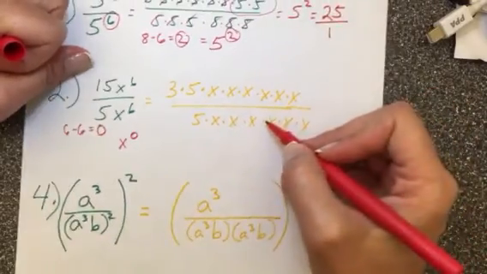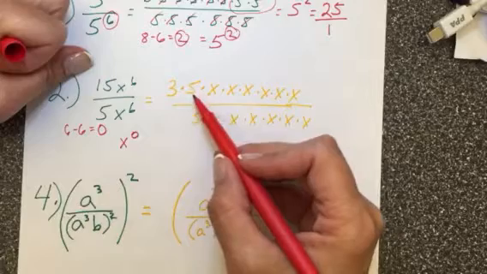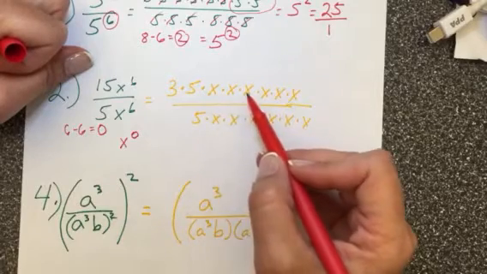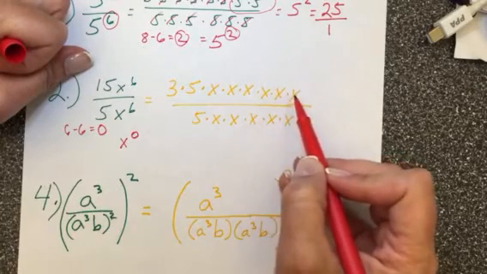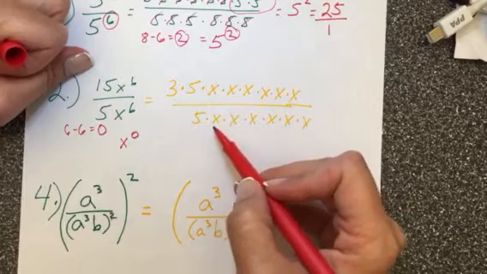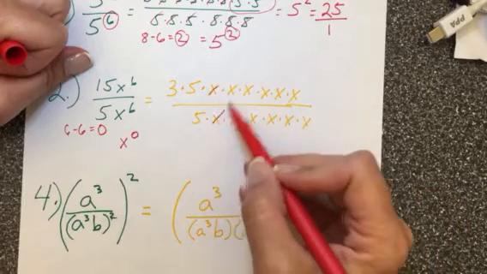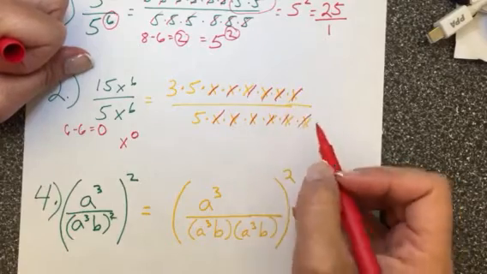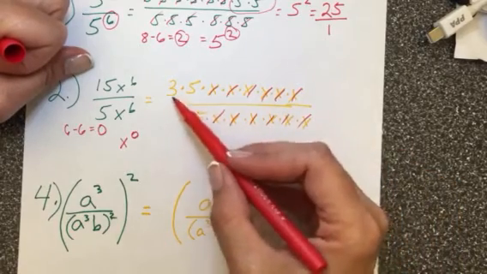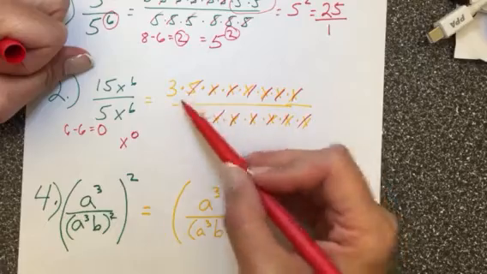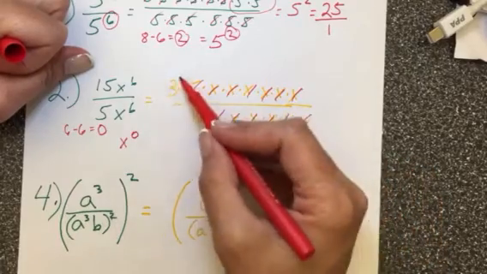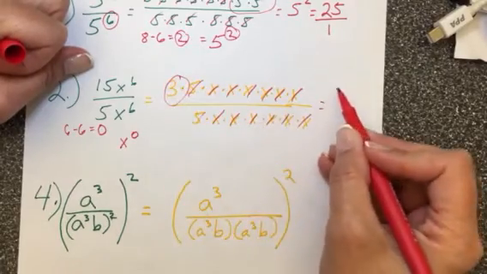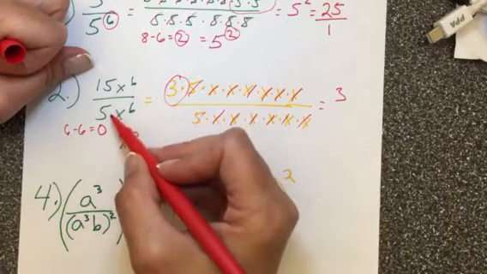So I prove it over here when I write 3 times 5 times x times x times x times x times x times x over 5 and then 6 more x's. I can cancel all these out, sort of boring after a while, but sure, I could do it like that. And then I could write my 15 as 3 times 5, and I know that I end up with just this 3 on top, so my answer is 3. That works the same here.